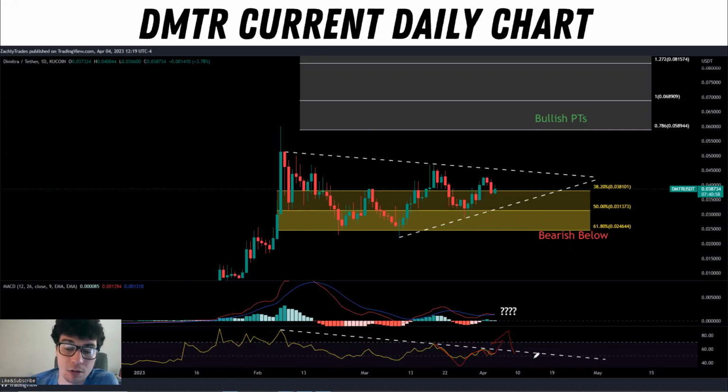Now, if we do happen to get a breakout to the upside, the work is not done there. What we need to see is a break, retest, and continue to push higher, right? We don't want to see a look above and fail, right? Which would be a false breakout.